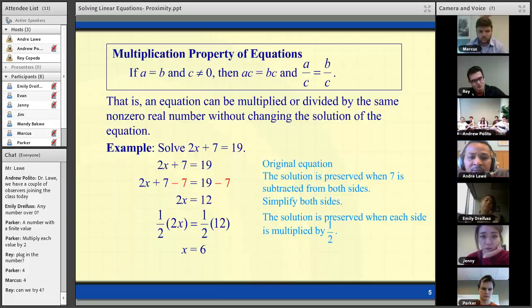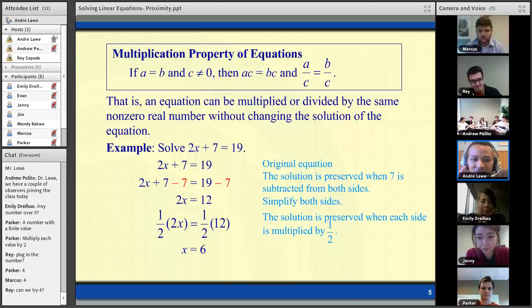So now we have 2x equal to 12. So now we have the multiplication part of the equation, which is just 2 times x. And so we're going to use the multiplication property now to solve. That means we will divide by 2 on both sides, and dividing by 2 is the same as multiplying by a half, which is the reciprocal of 2. So 12 divided by 2 is 6, or 1/2 of 12 would be 6.